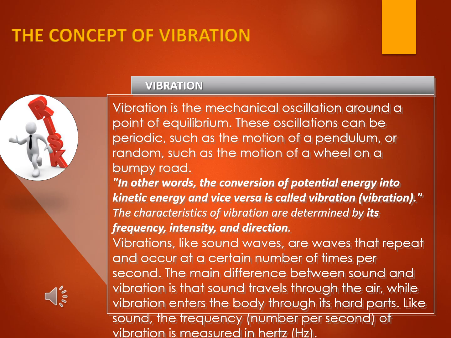The characteristics of vibration are determined by its frequency, intensity, and direction. Vibrations, like sound waves, are waves that repeat and occur at a certain number of times per second. The main difference between sound and vibration is that sound travels through the air, while vibration enters the body through its hard parts. Like sound, the frequency of vibration, in cycles per second, is measured in hertz.